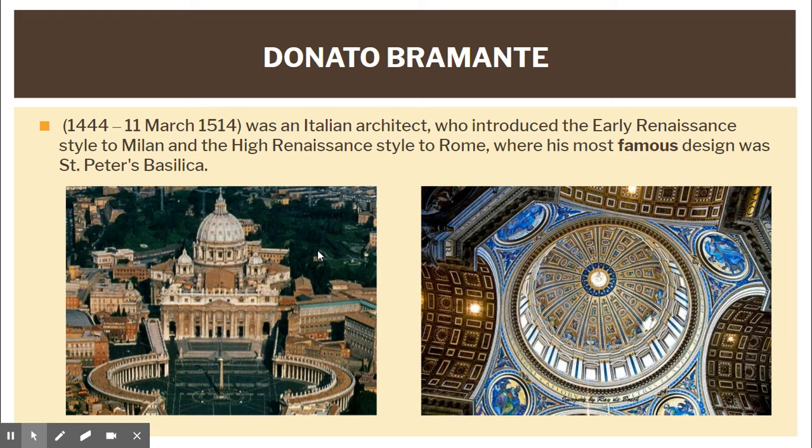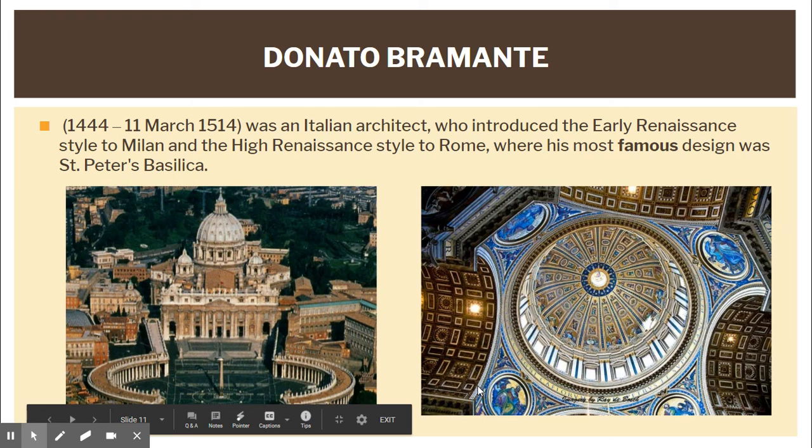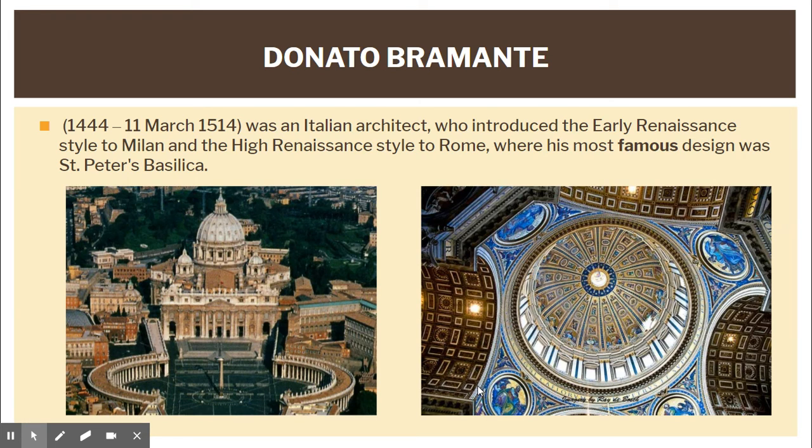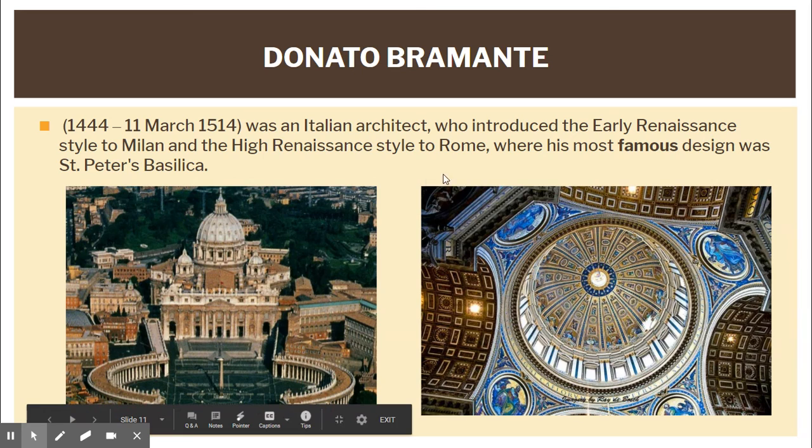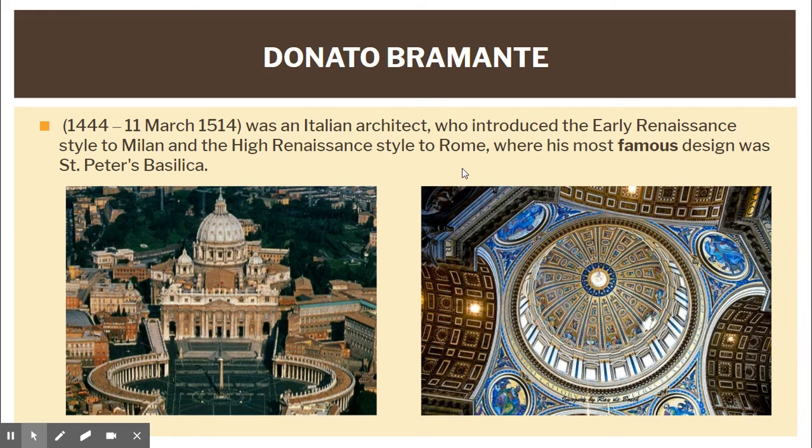And then we have Bramante, who is the Italian architect. This is St. Peter's Basilica, and you can see the dome work here. Just phenomenal. It is the High Renaissance style of Rome. You can read the slide. Again, just breathtaking. That rotunda piece is just amazing as far as I am concerned.